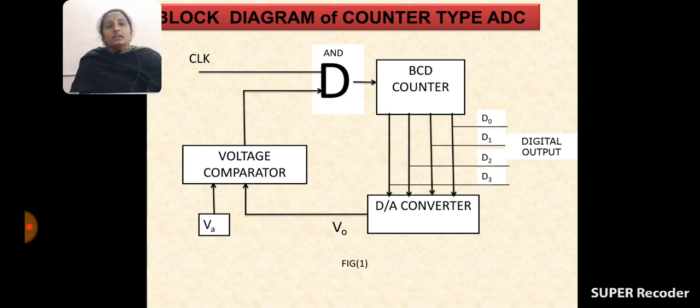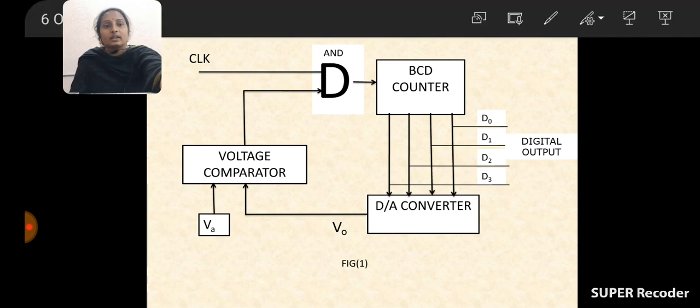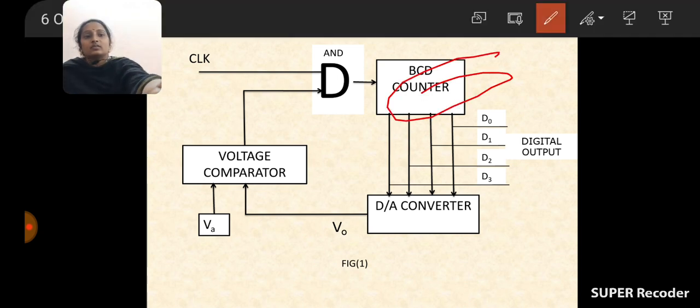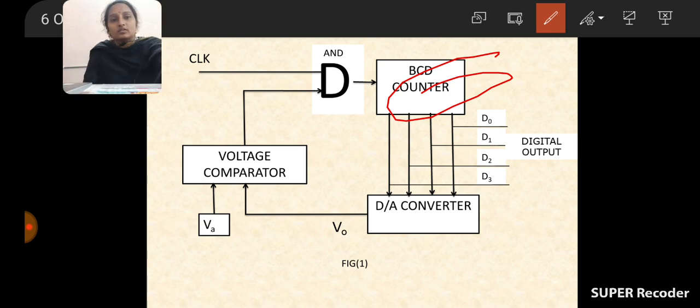What are the main blocks of the counter type? 4 main blocks are there: first one is the AND gate, BCD counter, D2A converter, and voltage comparator. What are the initial settings? Reset the counter so that the output of the counter is equal to 0, 0, 0, 0. And after resetting the counter, what are we doing first? Apply the input voltage VA. These are the key points: first reset the counter so that its output is equal to 0, 0, 0, 0, and next apply the input voltage.